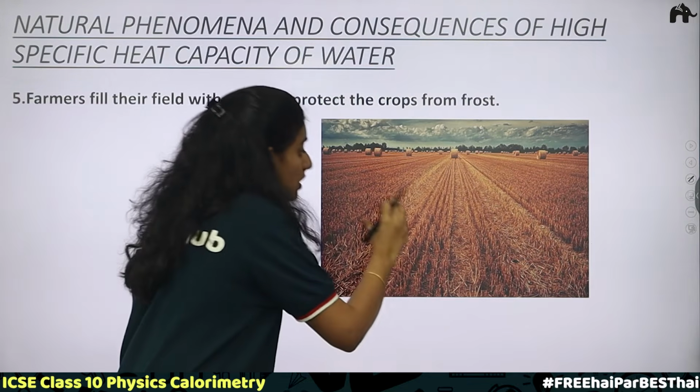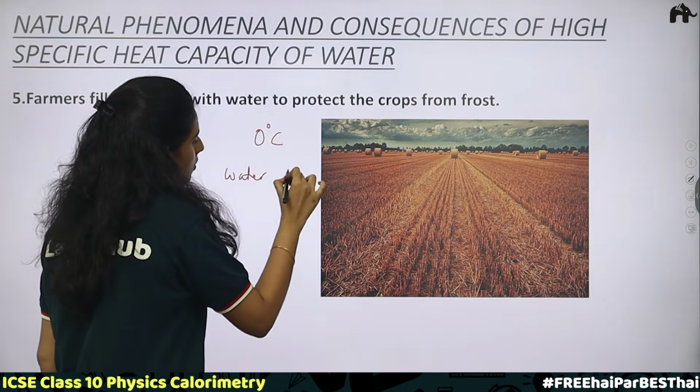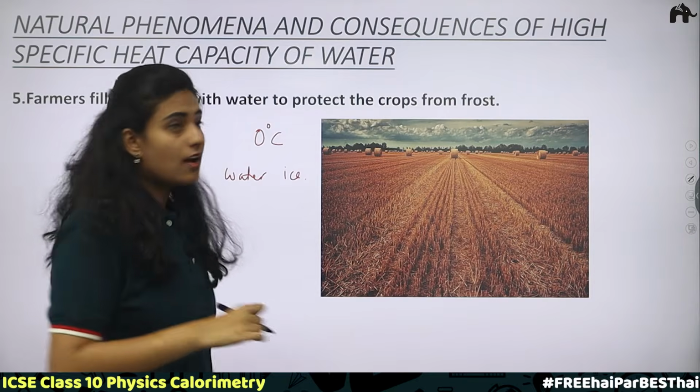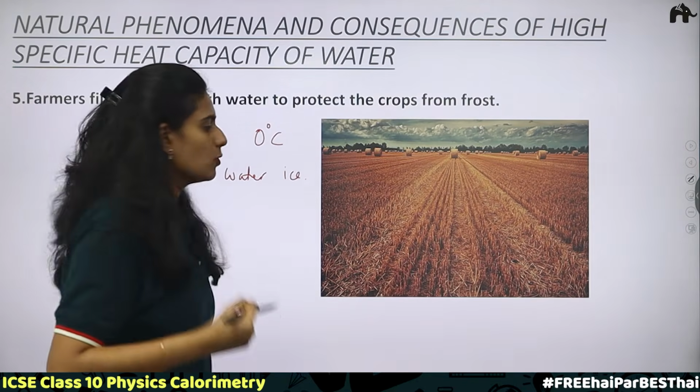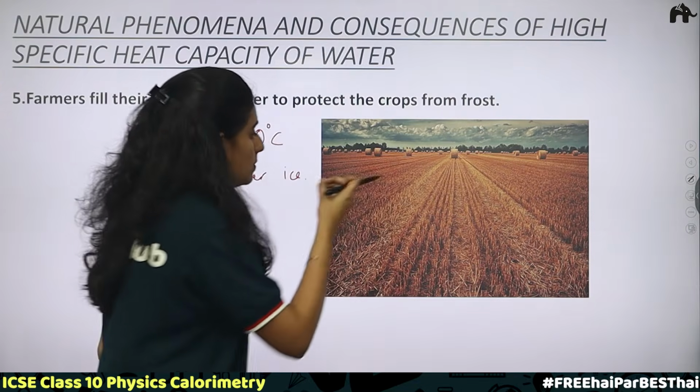Then during the freezing, we know that when you compare water and ice, which has more volume? Ice has more volume, the density is lower, right? So due to this freezing, the capillaries can burst.